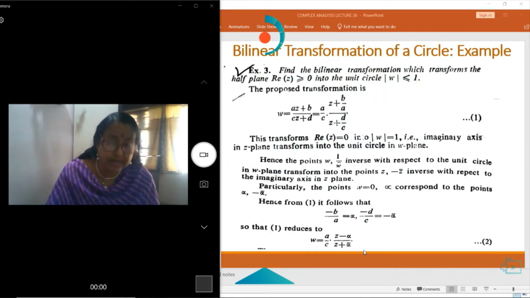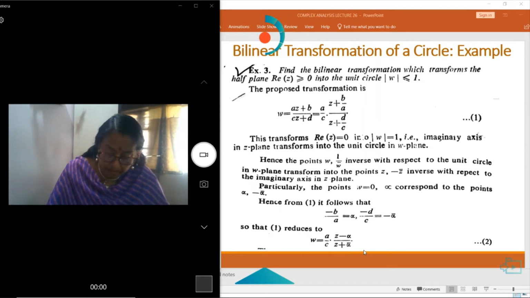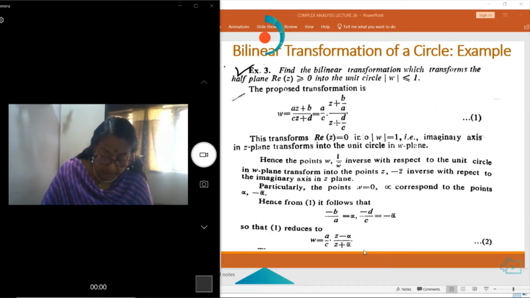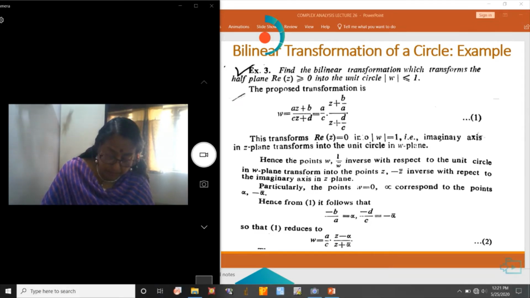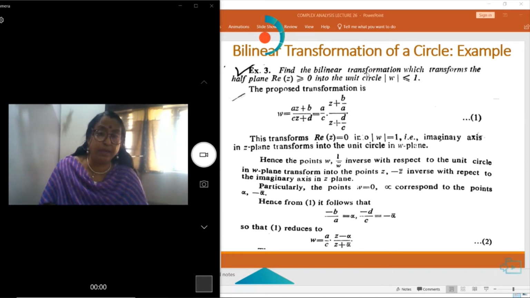Today we will discuss some more examples on bilinear transformation. Here we will discuss a problem. Find the bilinear transformation which transforms the half plane of real z greater than or equal to 0 with the unit circle into the unit circle |w| less than or equal to 1.